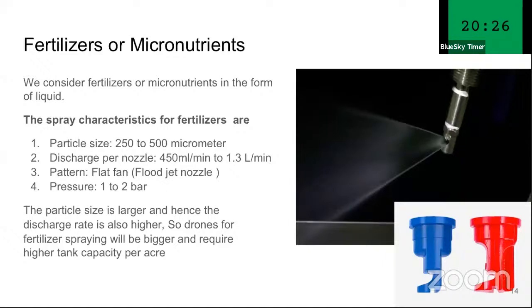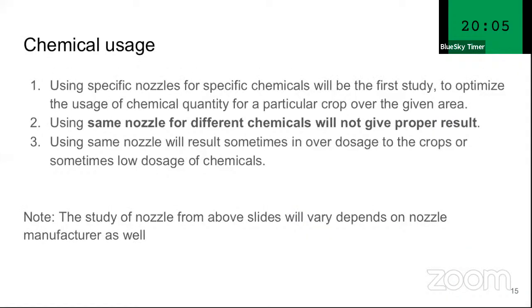The particle size is larger here, first of all, and the discharge rate is also correspondingly higher. And therefore, the drones for fertilizer spraying need to be much bigger and require a larger tank capacity, so that per acre you are able to deliver the amount of pesticide that you want and still clock a few acres in one go, right? So the chemical usage here basically means using specific nozzles for specific chemicals. That's the first study that we will have to do in any such operation to optimize the usage of chemical quantity for a particular crop over a given area.